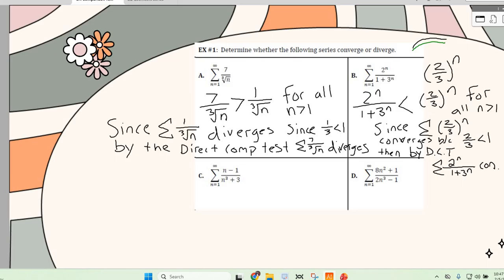Okay. Is that where we're getting hung up on? Is how we're choosing what to compare it to? Because it does seem like a little math magic as far as we're just picking something, right? There's not a formula that's like, this is what you do every single time. I get that.